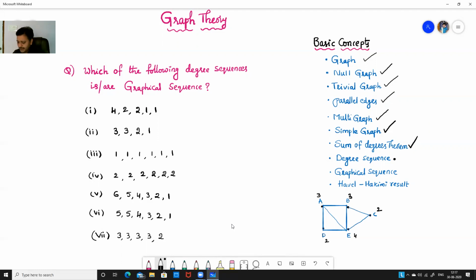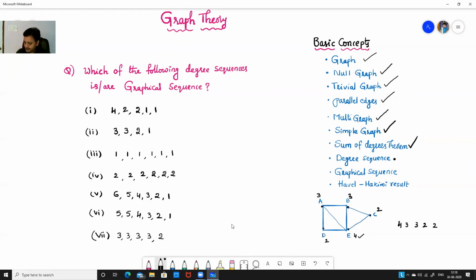Right? If we arrange all these degrees in the form of either increasing order or decreasing order, that sequence is called the degree sequence. Suppose I start from the degree of E, which is 4, then the degree of A, which is 3, the degree of B, 3, and the degree of C, which is 2, and then 2. This is called the degree sequence. Arranging the degrees of all vertices in decreasing order or in increasing order is called the degree sequence. Generally, in most textbooks it is mentioned in decreasing order. Therefore, we can say it is in decreasing order.